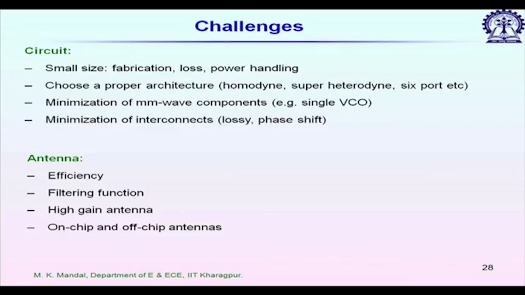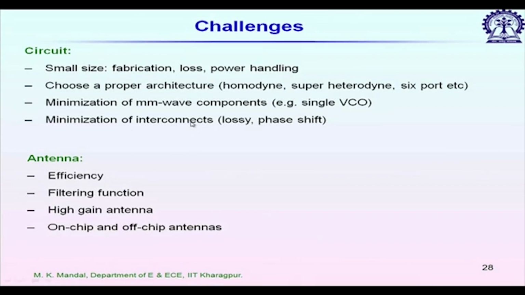Depending on the application, we have to choose a proper architecture, not only for receivers but for any other millimeter wave systems. Some systems use many VCOs. We have to minimize the millimeter wave components to minimize the cost of the circuit. So, if possible, just use a single VCO for your whole millimeter wave system. Then, again, losses due to interconnects must be minimized.